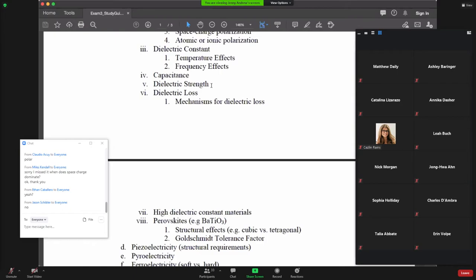If you want an example that you may have seen recently of dielectric strength or dielectric breakdown, if you will, if you ever see lightning, that's a case of the dielectric breakdown of air. So the highest dielectric strength is often not your highest dielectric constant materials. Okay, everyone good with that?